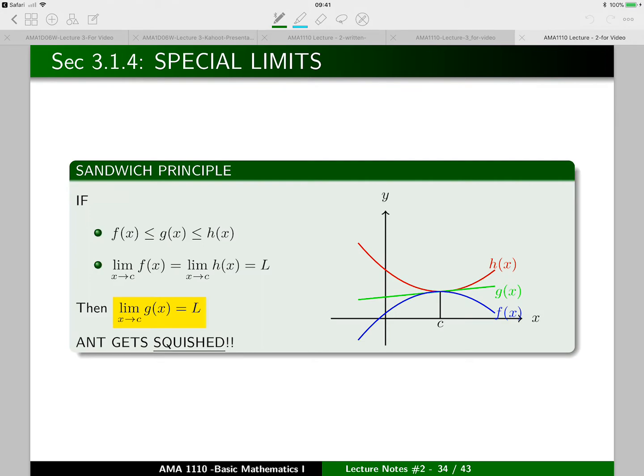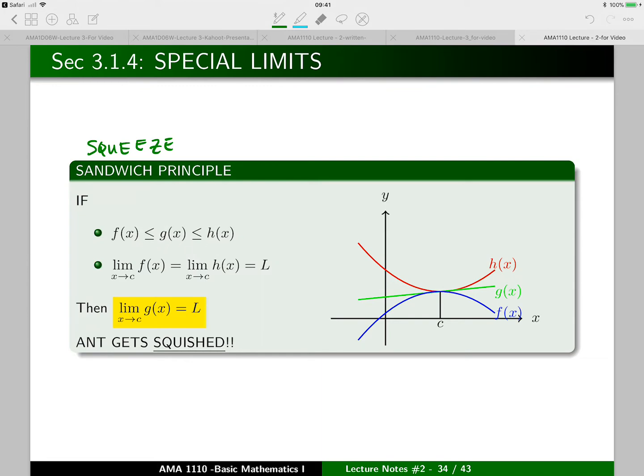Okay, in this video, we're going to talk about the sandwich principle and some special limits. So, the sandwich principle, or sometimes called the squeeze principle, says the following. Suppose you have three functions f, g, h, and g, the green function here, is squeezed in between the f function below and the h function above.